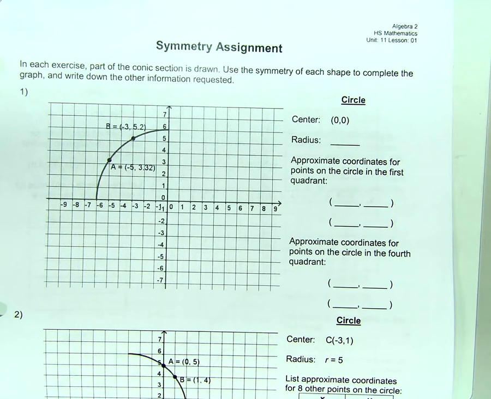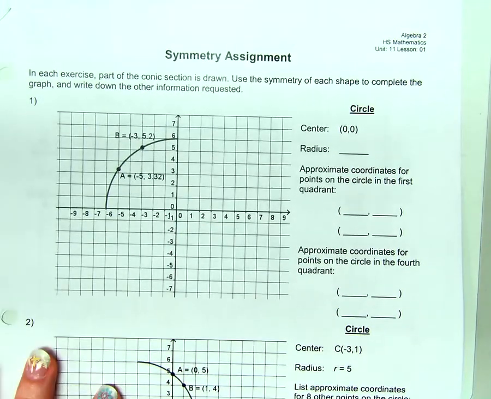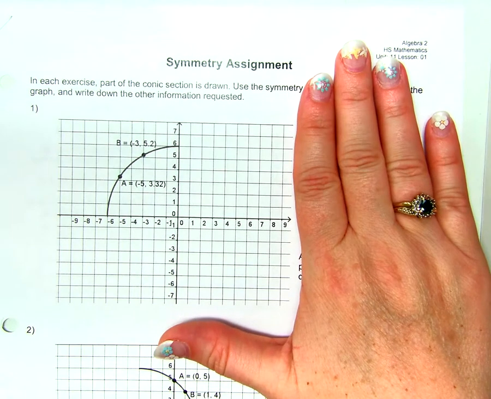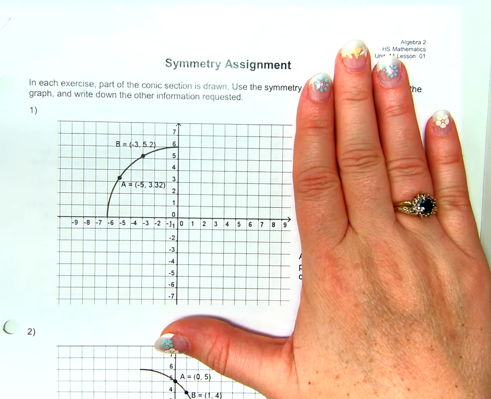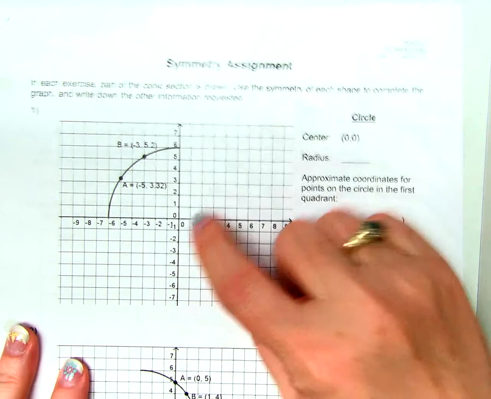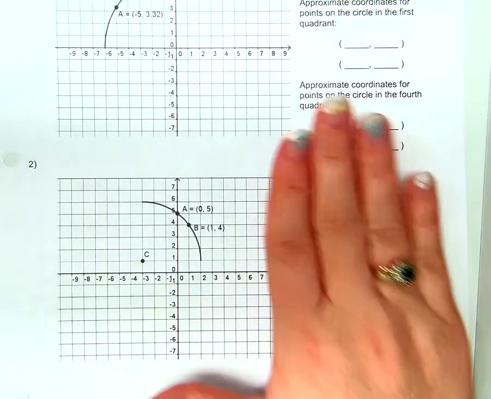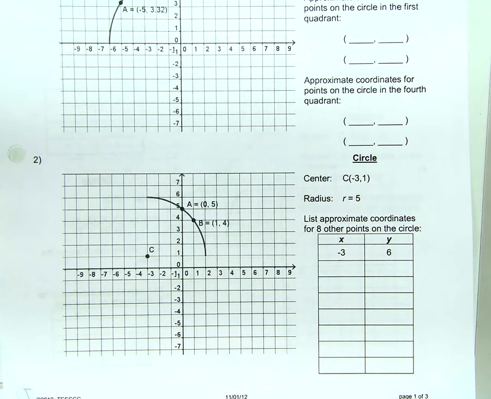It's all right. So look at number 1, please. For each exercise, part of the conic section is drawn. Use the symmetry of each shape to complete the graph and write down the other information requested. Is that difficult? It shouldn't be, because you clearly have a very good definition of symmetry. Okay? So, tell me then what shape this is. Tell me your proof. Here's the center. So it goes up to 6 and it goes over to 6. So that's your proof? Okay. What shape is this? Where's your proof? You can't do the same thing though, can you? Oh, you can. Because you know where the center is.